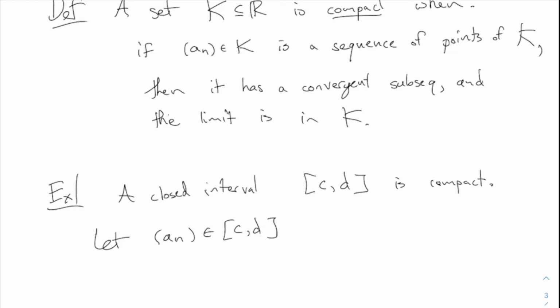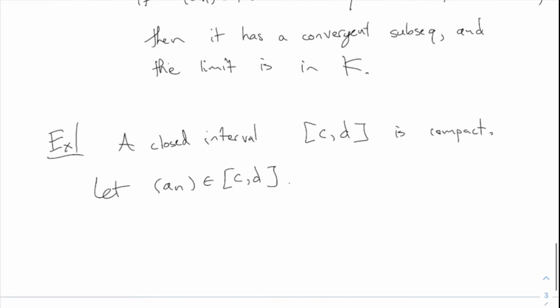We have to explain why it has a convergent subsequence. Can anybody explain? How do you know? This would have been a nice, easy test question, maybe. How do you know that if you have a sequence, and all the terms are in a closed interval, then it has to have a convergent subsequence? Yeah. The Bolzano-Weierstrass theorem says if a sequence is bounded, then it has a convergent subsequence. And if you have a sequence in a closed interval, then it's bounded, right? It's bounded above by D and below by C. So a_n is bounded, so it has a convergent subsequence.